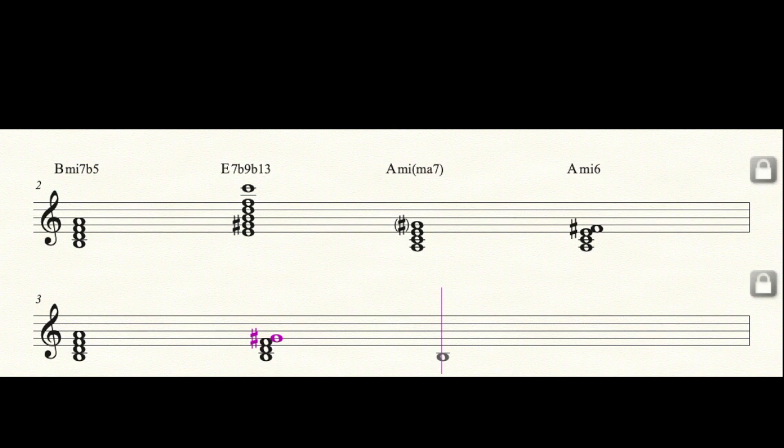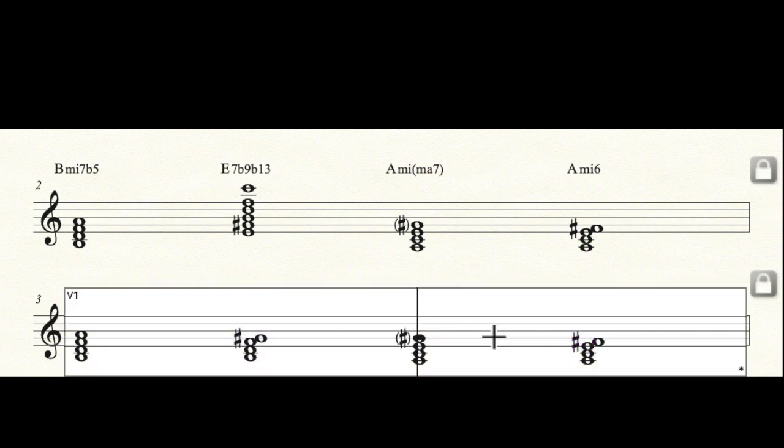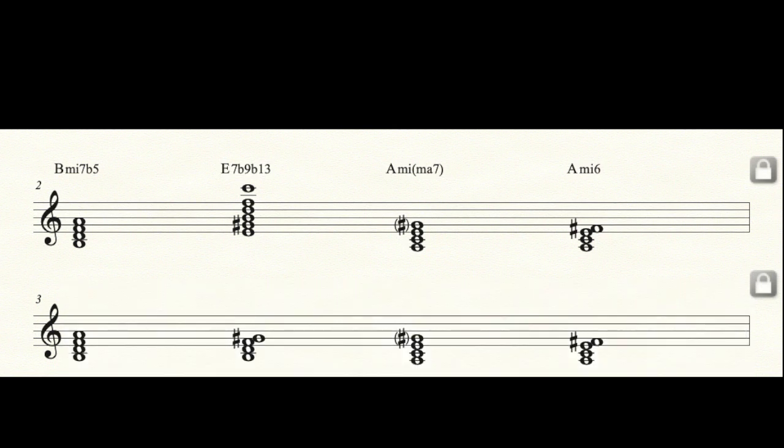Okay, so this is a great way to practice the voice leading. And then you're going to go back down to the A minor major 7, and then the A minor 6. I'm going to give you the courtesy accidental, just so you don't forget that it's there. And then here is our beautifully, perfectly voice-led B minor 7, E7 flat 9, A minor major 7, and A minor 6 that you can voice lead.